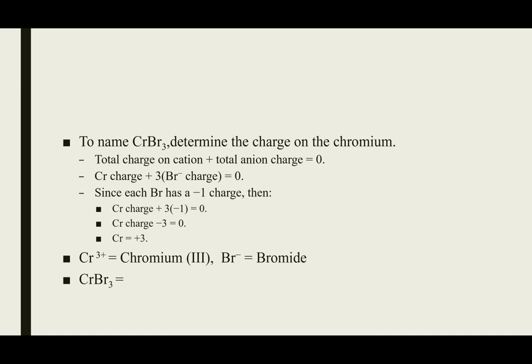So the Cr3+ ion is actually called chromium(III). With these ions that can have more than one charge, their names include their charge. So that's called chromium(III). Br minus we know is bromide. So CrBr3 is chromium(III) bromide.